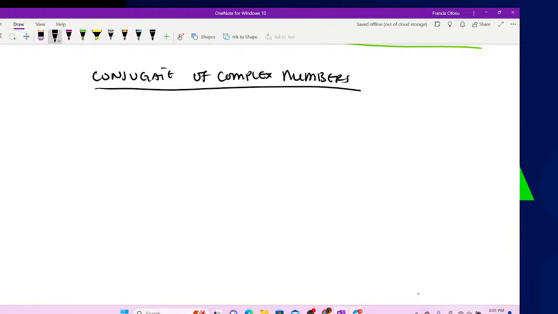So having this conjugate of complex numbers, what does it say? If you have a complex number z equals x plus iy, the conjugate is represented as z bar. There is a bar on it, so the bar indicates that it's the conjugate of z. Generally, it is given as x minus iy. What does this mean? The conjugate of a complex number is simply the negative imaginary of the original.